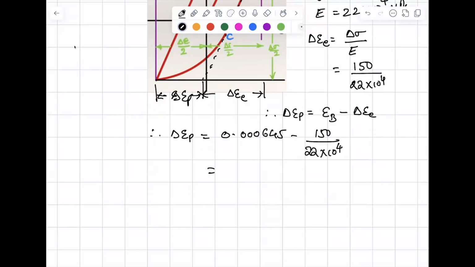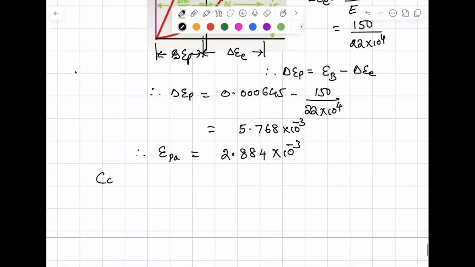What is that value? 5.768 into 10 power minus 3. Then, therefore, epsilon PA, the plastic strain amplitude, will be 5.768 by 2, which is 2.884 into 10 power minus 3.